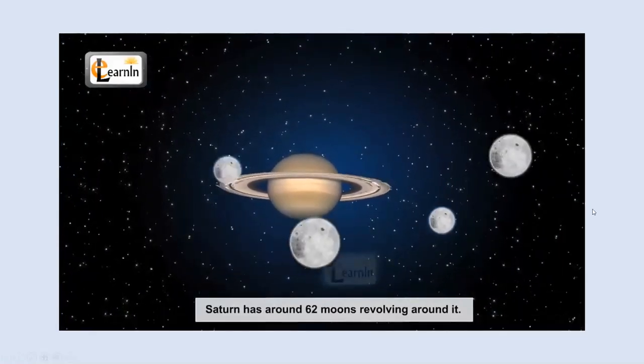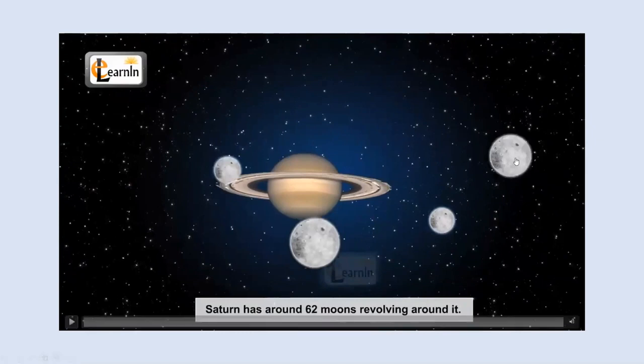Okay, students. So today we studied in detail about Jupiter and Saturn, and these are called outer planets because they are the farthest from the Sun.